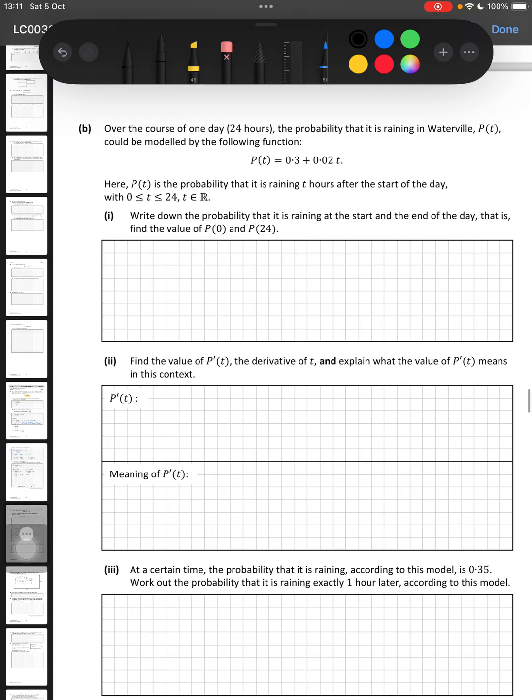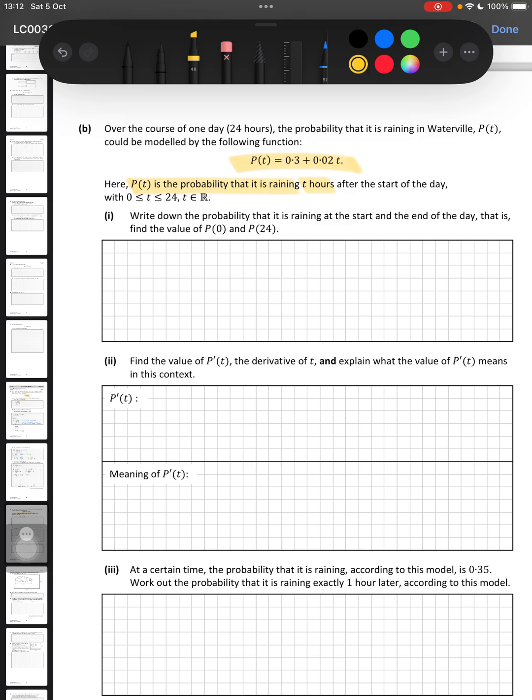Part B says, over the course of one day, so 24 hours, the probability that it is raining could be modelled by the following function. So P of T is the probability that it's raining, and T is my time in hours. Again, we might not need that until later on in the question, but let's just read and see.